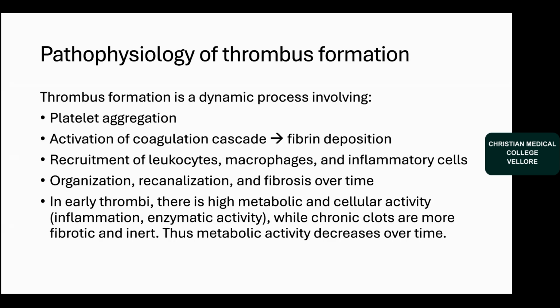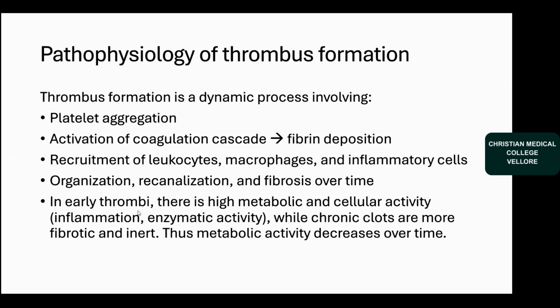So, pathophysiology of thrombus formation. If we look at the steps involved, first there is platelet aggregation, and platelets form the primary plug. Then there is activation of the coagulation cascade, and fibrin formation, fibrinogen to fibrin. That will be deposited and the secondary clot will be formed. Then there will be recruitment of leukocytes, macrophages, and inflammatory cells, and thus a clot is formed. Then, as time progresses, the clot will undergo organization, recanalization, and fibrosis.